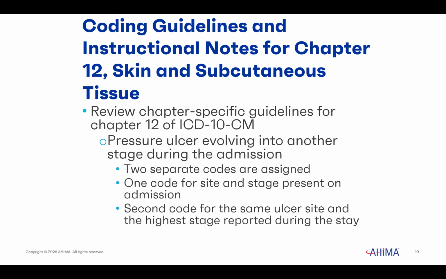And again, sometimes pressure ulcers are healing and they're getting better. Sometimes they get worse. And in this case, we may have a pressure ulcer that's changing or evolving into another stage. In this case, we'd have two separate codes, one for the site and stage present on admission, and the other one for the ulcer site and the highest stage that's reported during admission. I hope that makes sense.